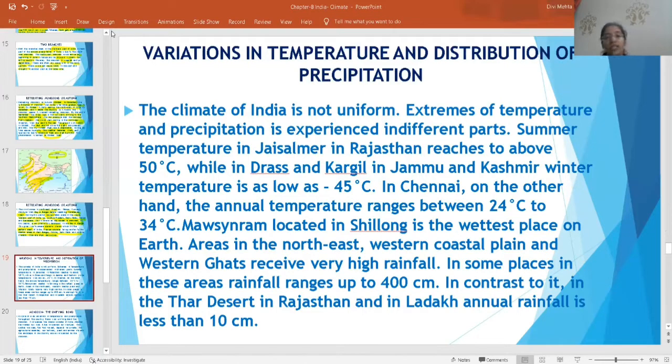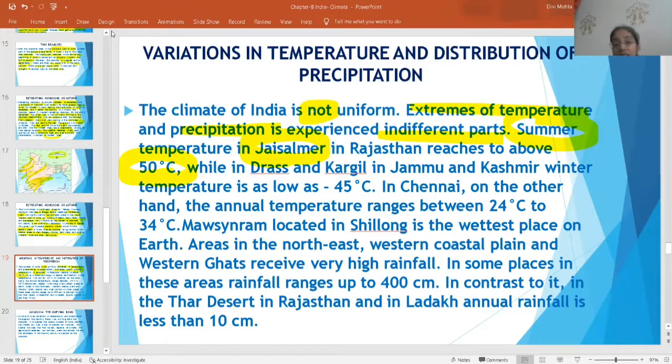Next is variations in temperature and distribution of precipitation. I told you the climate is not uniform. There are extremes of temperature and precipitation in different parts. In the summer season, if I go to Jaisalmer in Rajasthan, the temperature touches 50 degrees Celsius. In the summer season, if I go to Jammu and Kashmir, the temperature can be minus, but not 45 degrees.